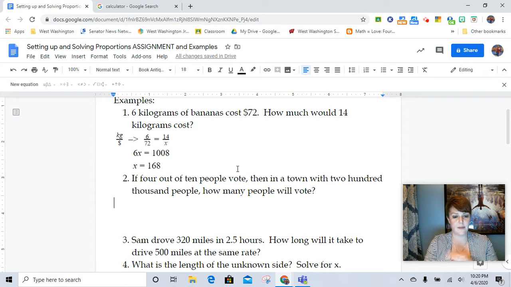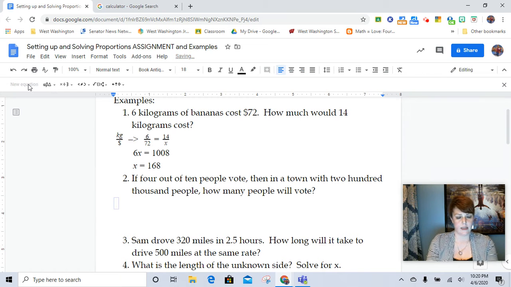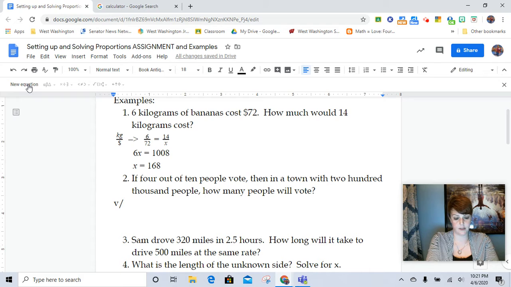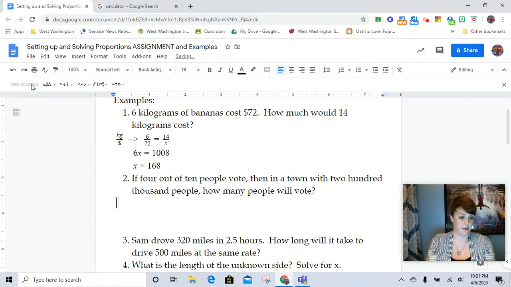So if 4 out of 10 people vote, next one. If 4 out of 10 people vote, then in a town with 200,000 people, how many people will vote? Well, let's see. Voters. Okay, so if you don't want to use the equation editor, that's fine. You can go voters over total population, and you can just use a slash bar like that. That is going to make it a little bit messier, in my opinion. But you're free to type however you want.